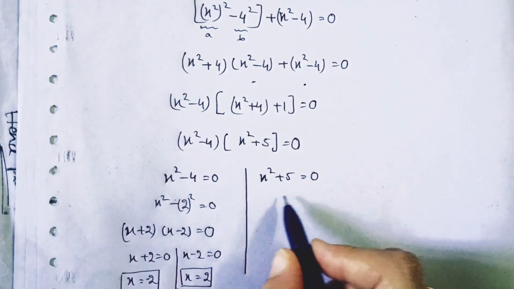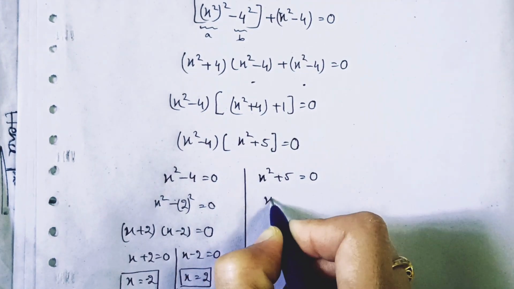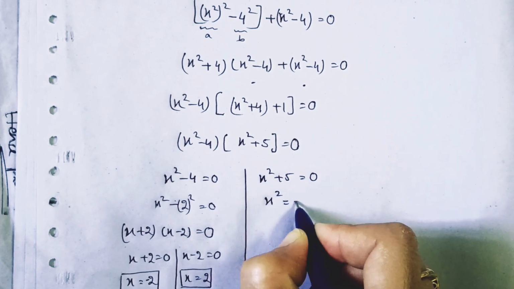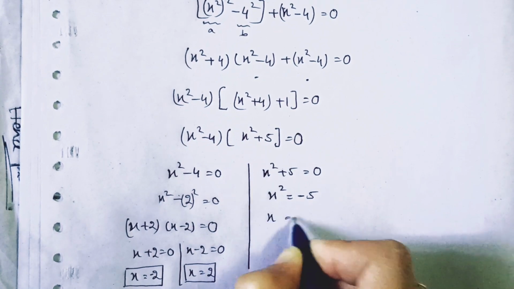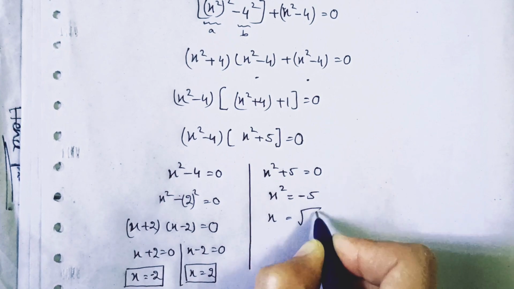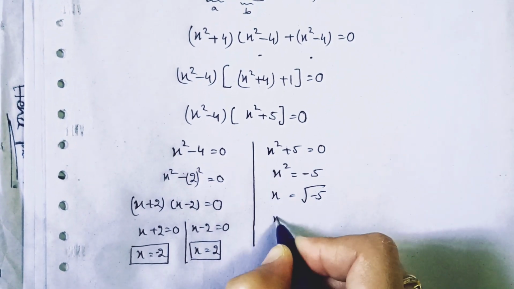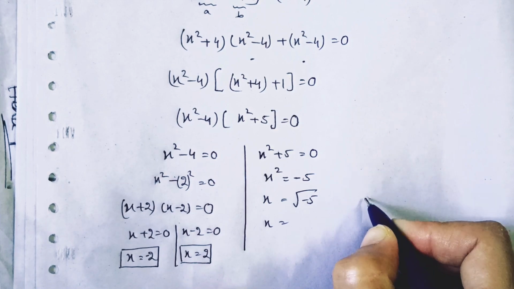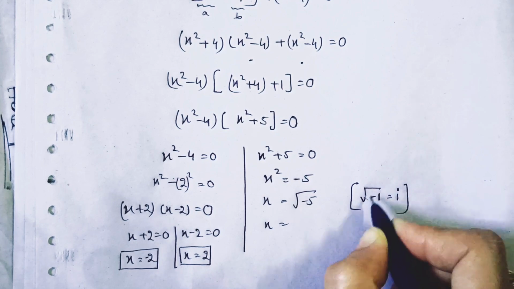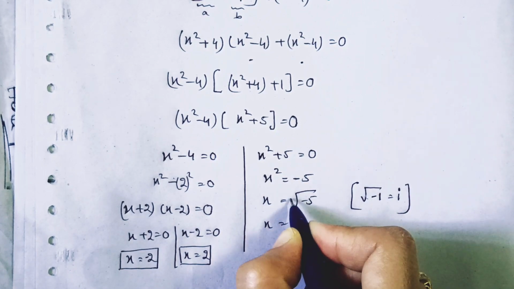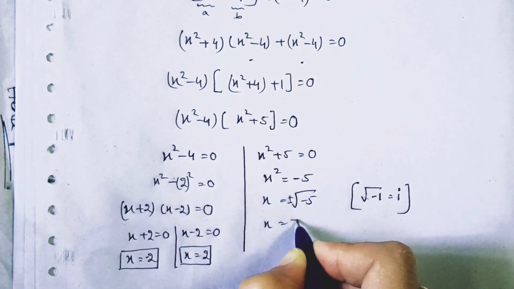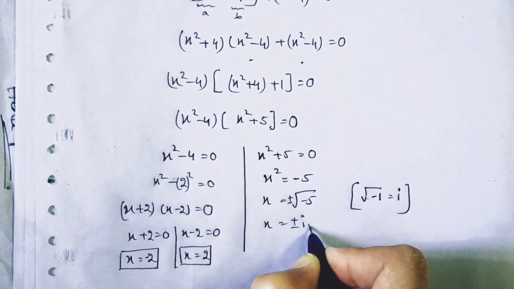Coming to the other one, x square plus 5 equal to 0. I am sending this 5 to the right hand side, so it becomes minus 5. Then x equal to square root of minus 5, and we know that under root minus 1 is i. According to this, we are going to write plus or minus i root 5.